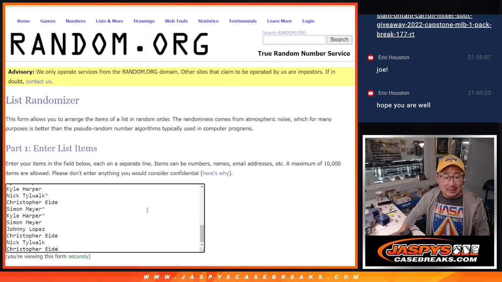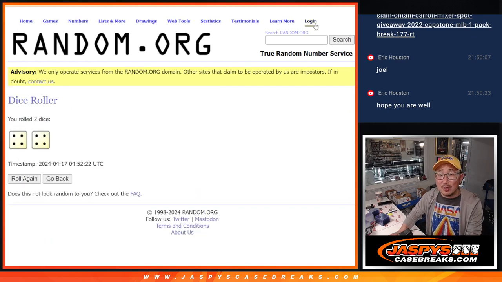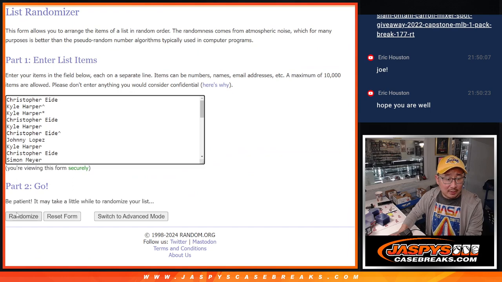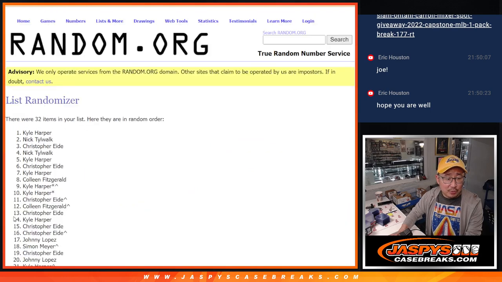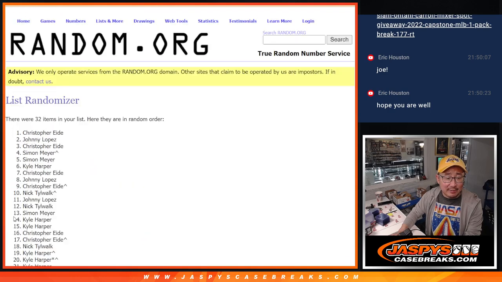Third and final dice roll. Top two. Fingers crossed. Top two after 8. 4 and a 4. 8 times. 1, 2, 3, 4, 5, 6, 7. And 8.